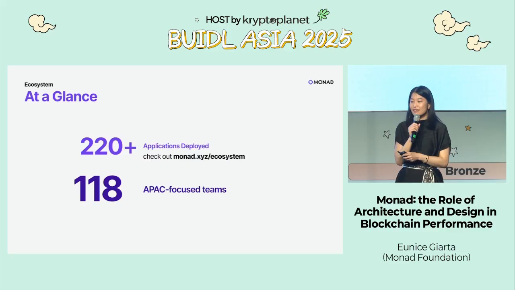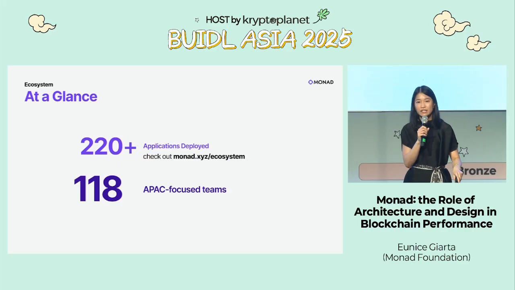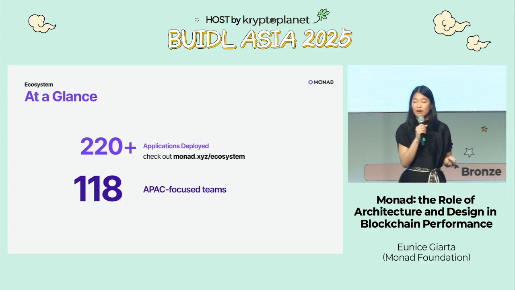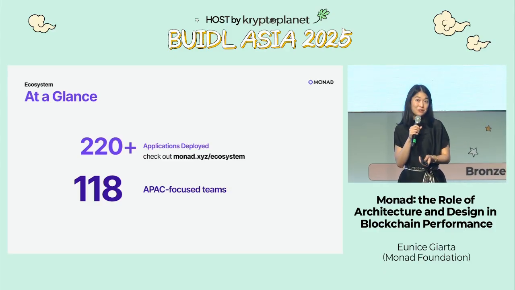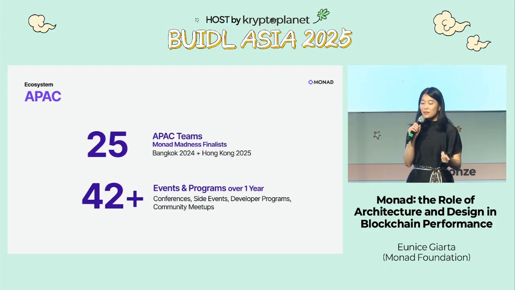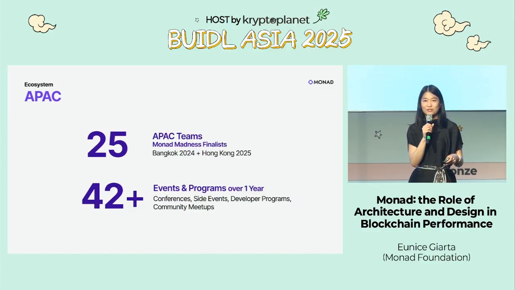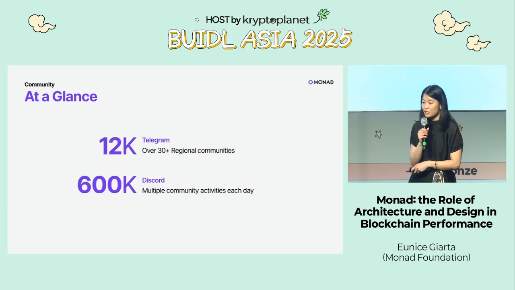Of the 220 applications that are deployed, you can check it out on an ecosystem page here, 118 of them are actually from APAC-focused teams. So this illustrates a very strong desire for APAC builders as well as APAC communities to really explore a new ecosystem. Within APAC specifically as well, Monad has worked with 25 different teams for Monad Madness, which is a fun pitch competition, one that was recently hosted last week as well with 5 new winners, and also several new programs that Monad Foundation hosts throughout the year. There have been 42 to date since last year alone.